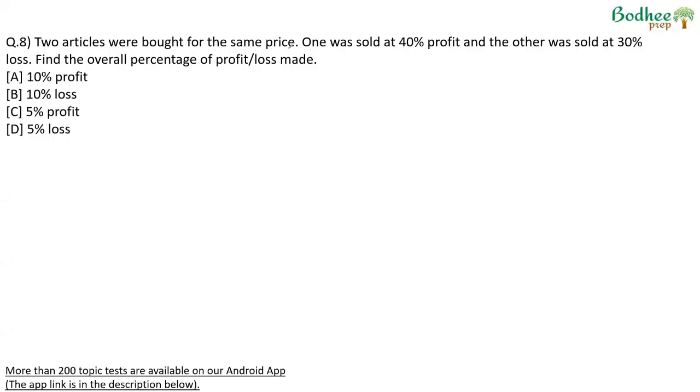Two articles were bought for the same price. One was sold at 40% profit, the other was sold at 30% loss. Find the overall profit or loss percent made. Again, the answer will simply be 40 minus 30 upon 2, or 5% profit because the value is positive. And that is the only formula that you need if the cost price of two articles is same.